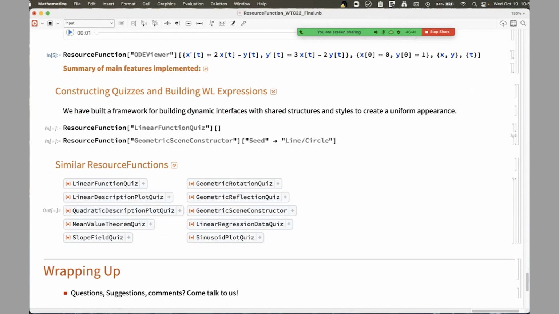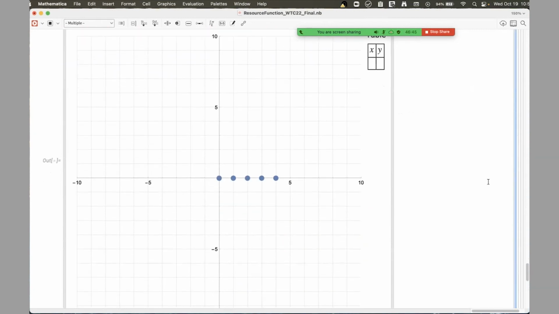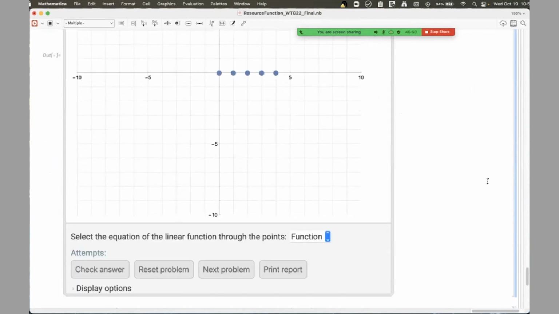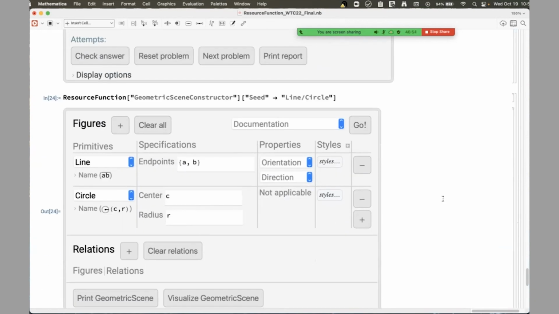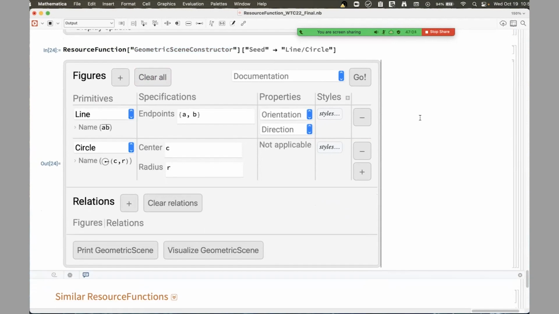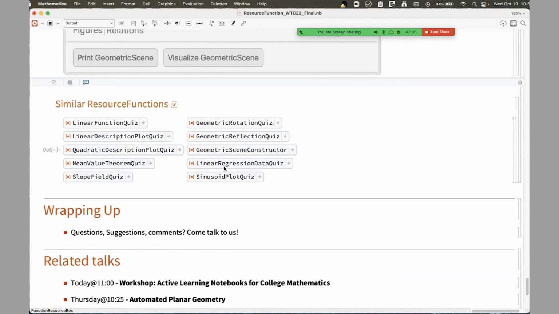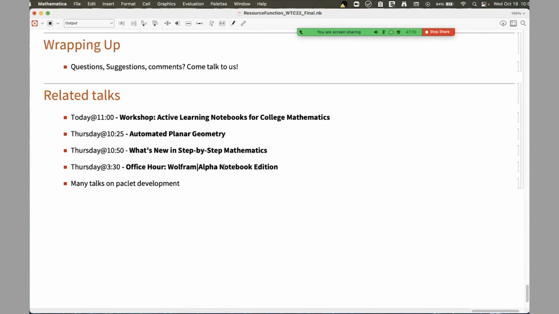We have a number of additional interactive functionalities, such as plot-based quizzes, which include automatic random question generation and automatic grading. I'm happy to talk about this more later, and things which I will be talking about more tomorrow, such as this geometric scene constructor, which is tying into Wolfram's synthetic geometry project. So like I said at the beginning, we have a lot of content here, and I encourage you to come to any of the listed talks that you can see here.